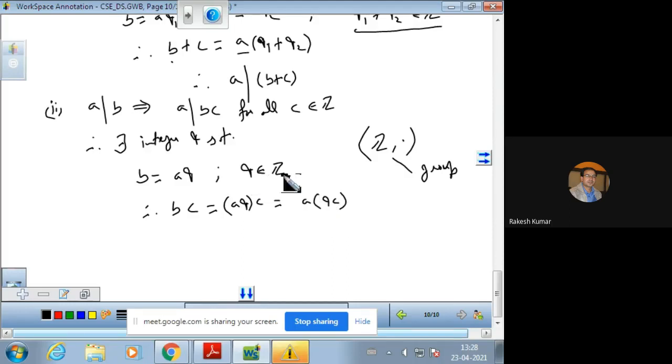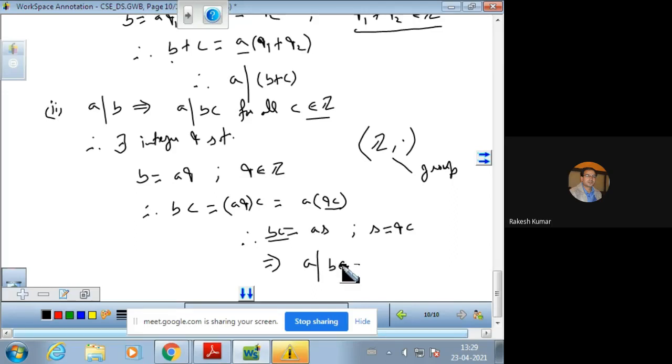So if Q is an integer and C is an integer, then the multiplication of two integers is also an integer, and we can name that integer S. This is the new integer, which will be the multiplication of Q and C. Therefore BC becomes AS. It means that A divides BC, so BC can be written as AS. So A is a factor of BC. So it gives us that A divides BC.